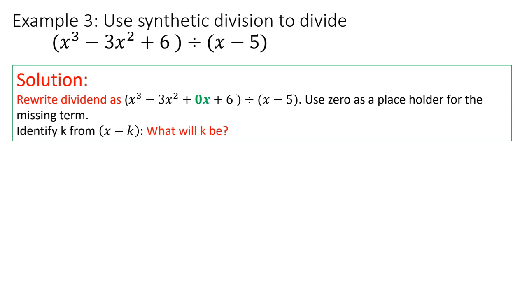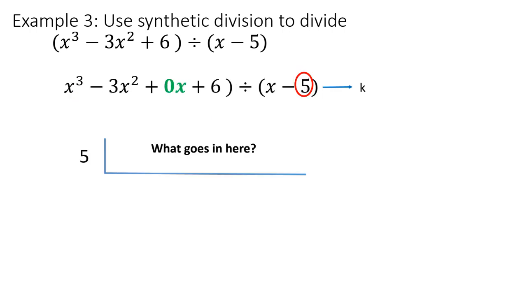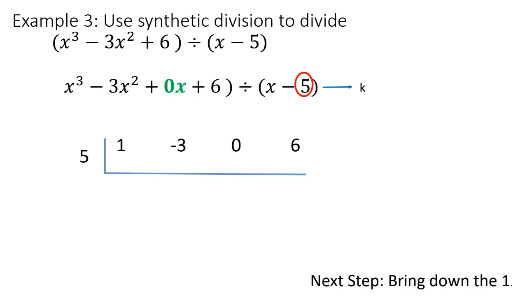So let's go ahead and do our synthetic division. So we know that our k value is a positive 5. And what's going to go in here is only our coefficients. Let's go ahead and put them on. So we have a 1, a negative 3, the 0, and the 6 from our constant. Okay, so now we can go ahead and start. Let's bring down our 1. 5 times 1 is 5. Negative 3 plus 5 is 2.